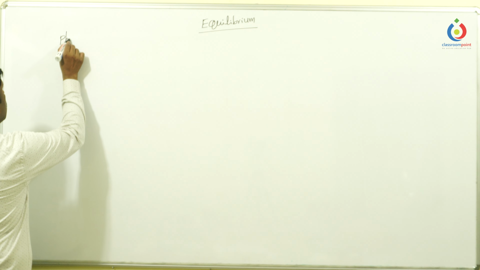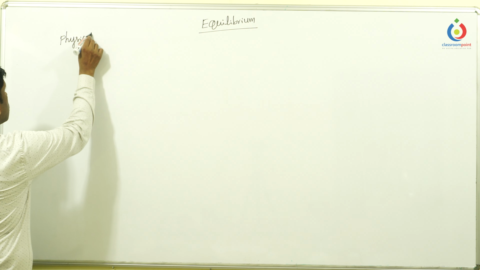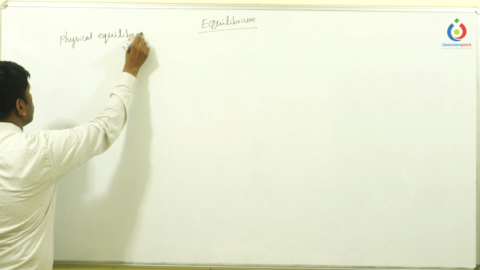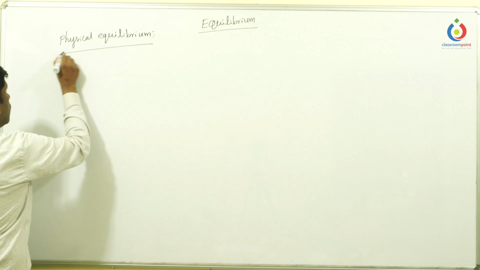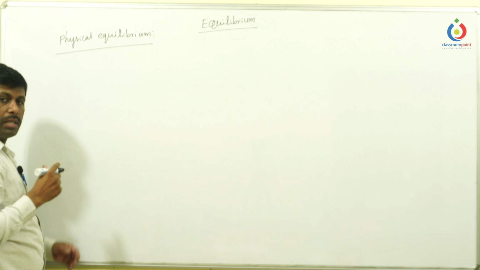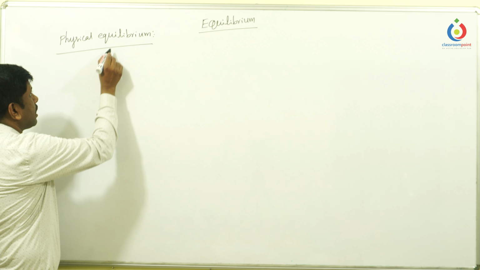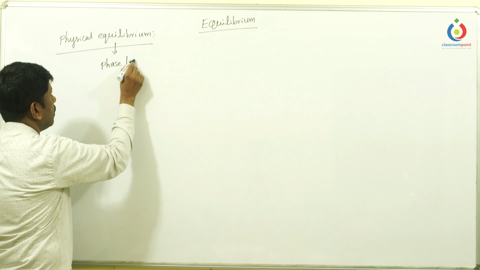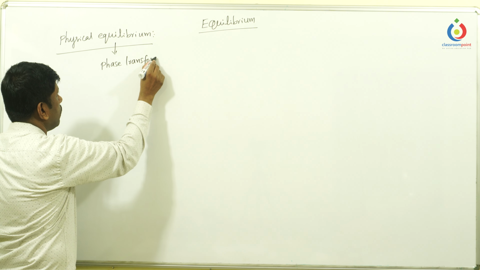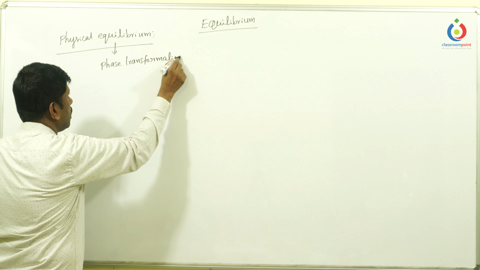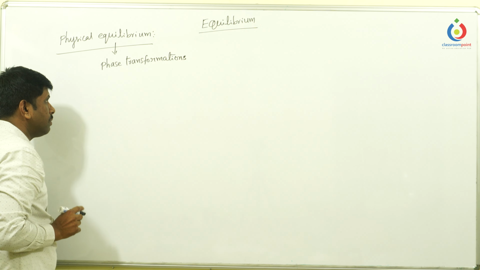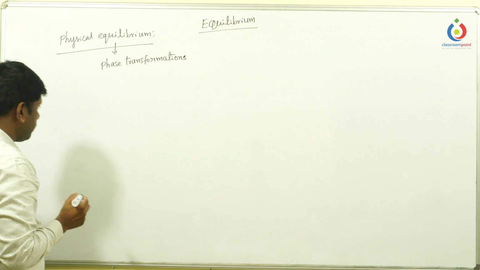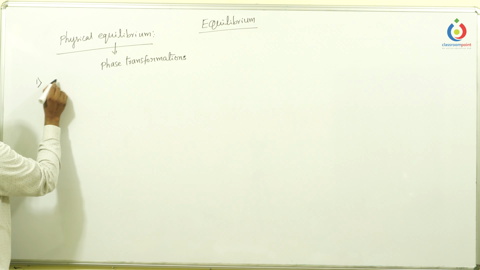Now let us see equilibrium in physical processes. That is called physical equilibrium. Usually physical equilibrium can be successfully applied to phase transformations. For phase transformations, it is easy to apply as well as easy to observe the equilibrium process. So what are the phase transformation equilibriums here? Let us take examples.